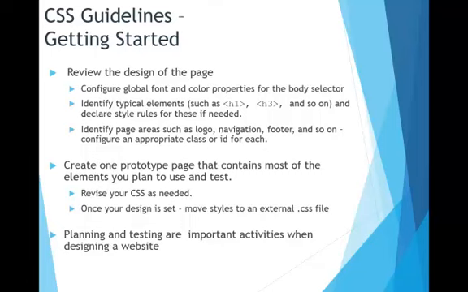So let's cover some of the guidelines. We want to review the design of the page and configure a global font and color property for the body selector. This is going to give our website a consistent look and feel, which will make it look professional. We want to identify typical elements such as your heading tags and so on, and declare style rules for those. You want to identify page areas such as top with a logo, navigation, footer, and the body content, to configure an appropriate class or ID for each one.